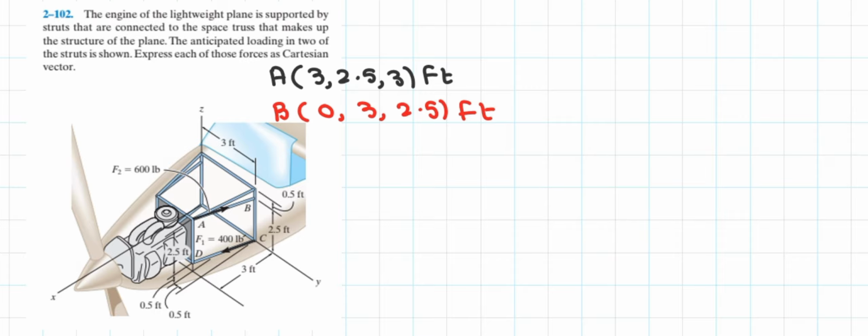What about the location of point C? Point C basically lies on the y-axis. This 3 foot distance is considered to be the y value present in point C, and there is no x and z value present in point C because it lies on the axis. So the location of point C is C(0, 3, 0) foot. This is basically the location of point C.